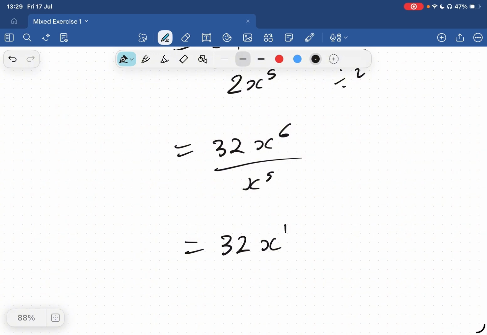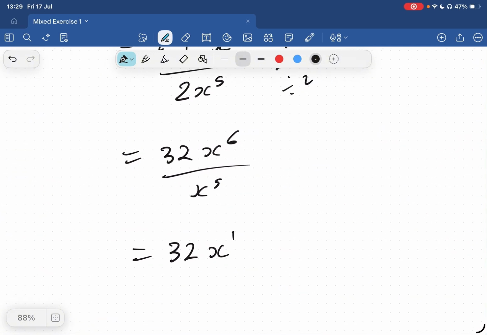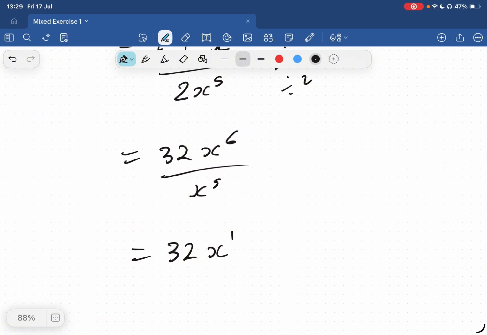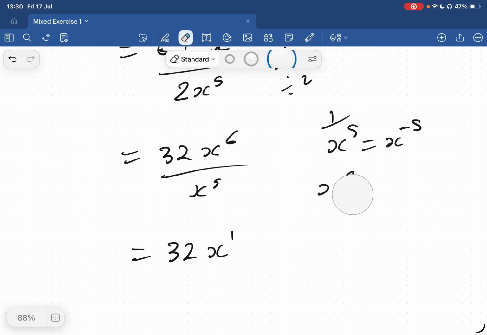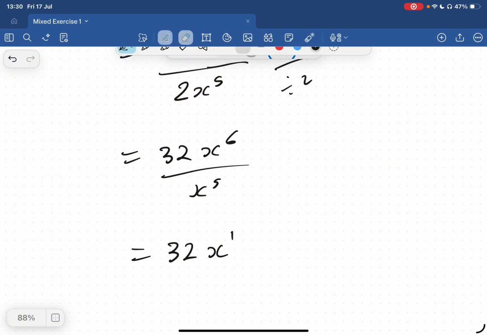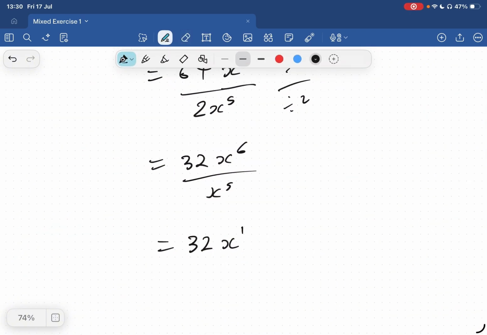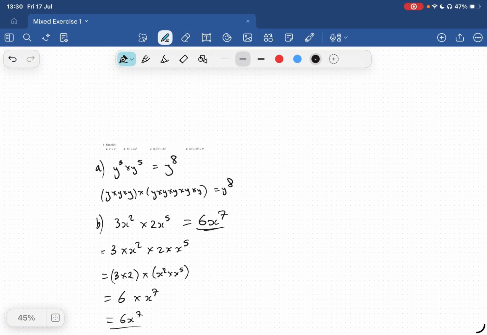Another way to convince you we can do that is 1 over x to the 5 is x to the negative 5. So what we've actually got here is x to the 6 times x to the negative 5, and using our adding rules from beforehand, we add them together, which is x to the 1. So whatever makes most sense to you, remember that when you're doing these, but these are indices rules that we've got to know.